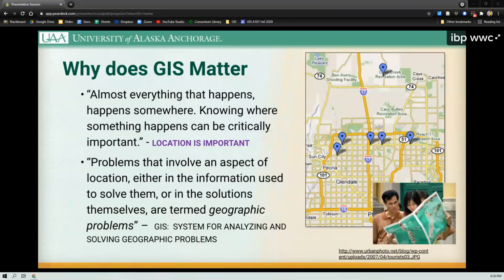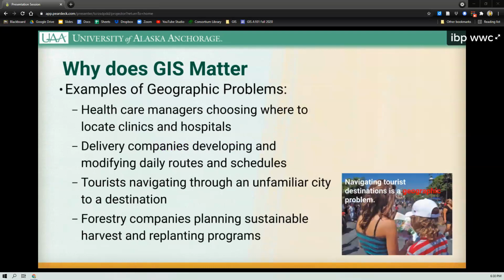So understanding location is critical to our management of infrastructure. It's critical for our development of resources. It's critical for our protection of resources. It's basically a constant problem-solving process and solution. So these are just some examples.